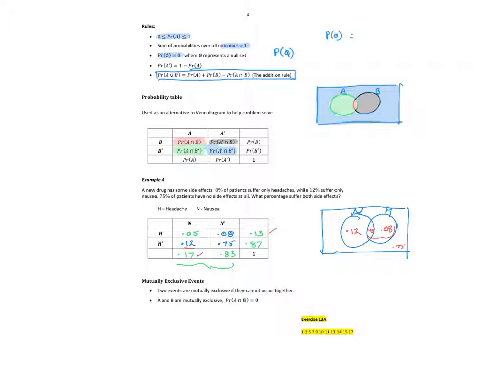Okay. What percentage suffer both side effects? So where's both side effects? You have a headache and nausea. So the final answer there is 5% of people. All right. They asked me for a percentage, so I gave them a percentage.